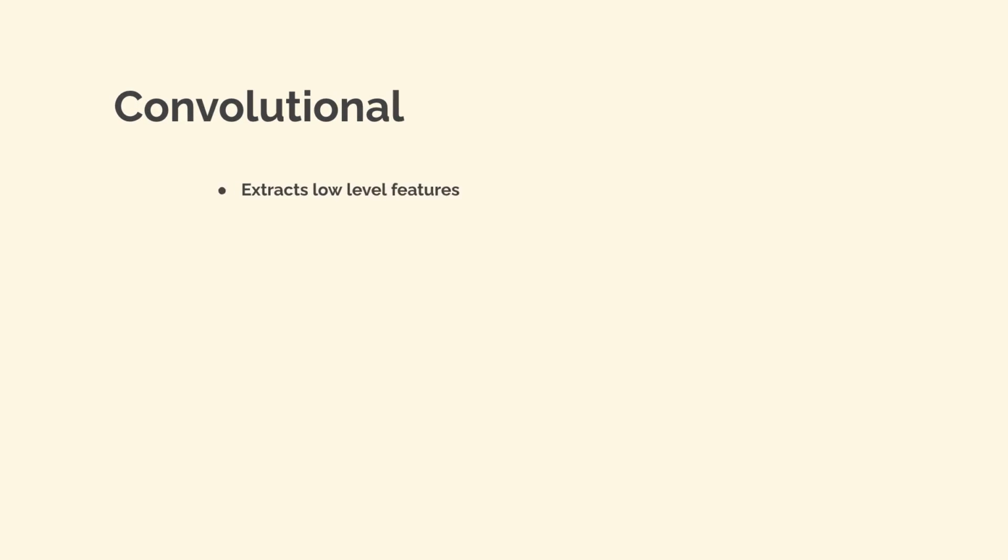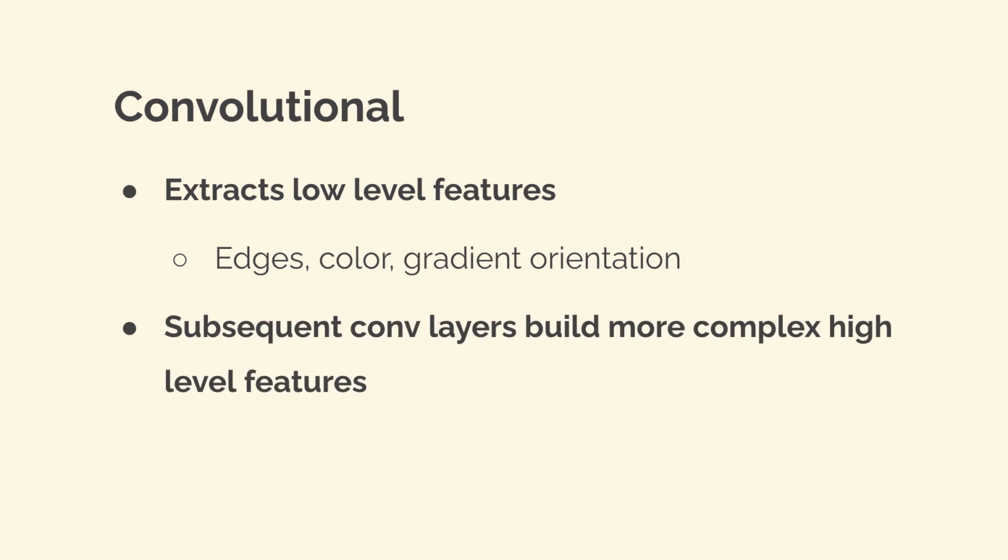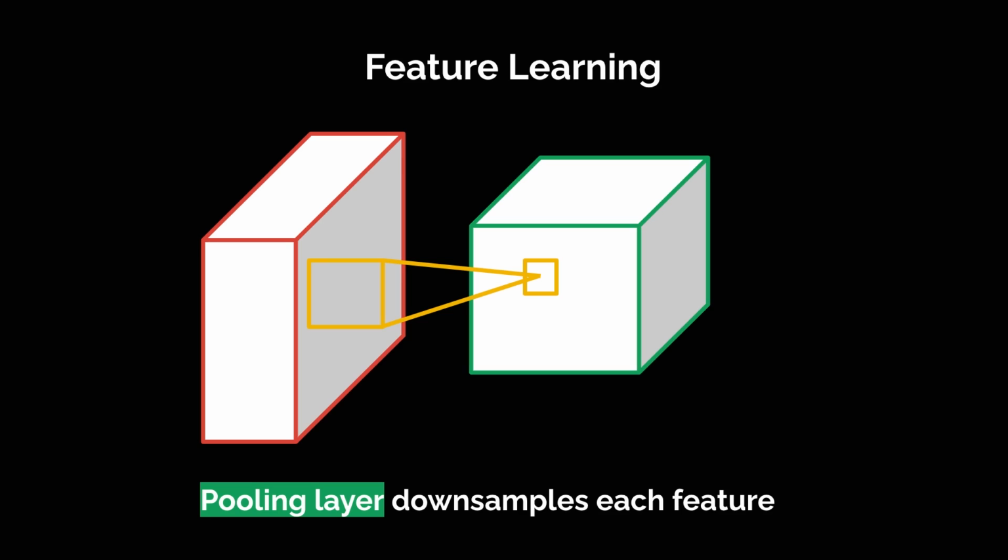Let's break down the convolutional layer. It's going to extract low-level features first from your image. These are edges or colors or a gradient. It's going to find those low-level features first. And the subsequent convolutional layers, so you'll typically have more than one convolutional layer in your network, are going to build more complex high-level features, such as finding a nose or a face or eyes inside of the image. And these multiple convolutional layers are working together to extract the key features in any image you give it.